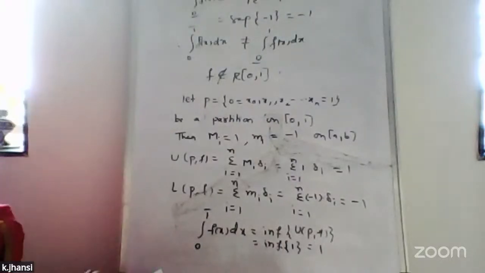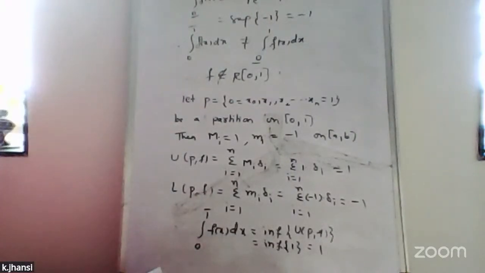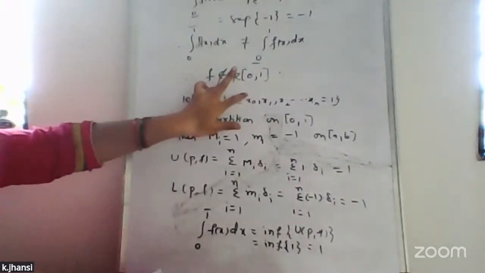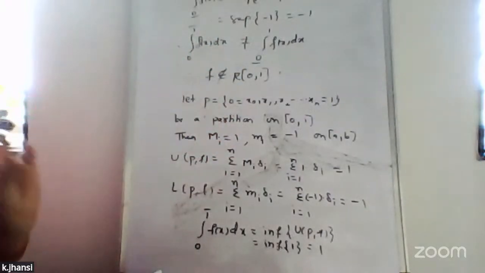First, find the upper Darboux sum and also the lower Darboux sum. After that, find the lower Riemann integral and also the upper Riemann integral. If both the values are the same, then it is Riemann integrable. If both the values are different, it is not Riemann integrable. Okay.